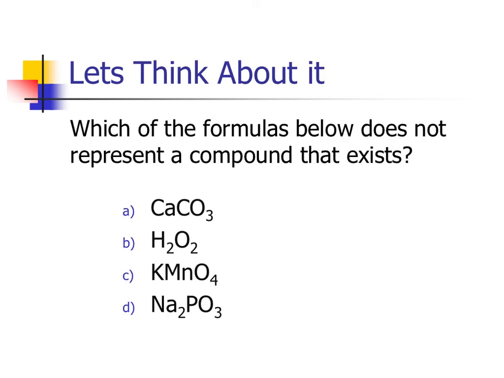Which of the formulas does not represent a compound that actually exists? The compound that does not exist is the sodium phosphite, and that's because if I look at a reverse crisscross, that 2 would go to the phosphite, which does not occur because the charge on phosphite is a -3, and therefore D is the answer of the compound that does not exist.